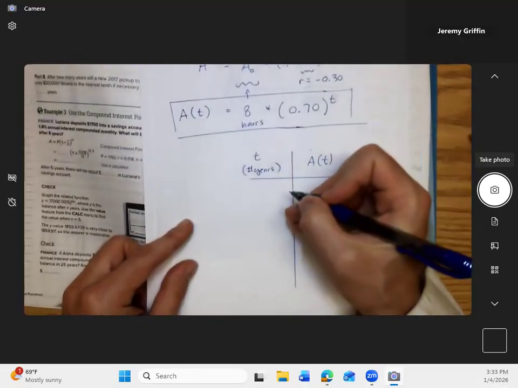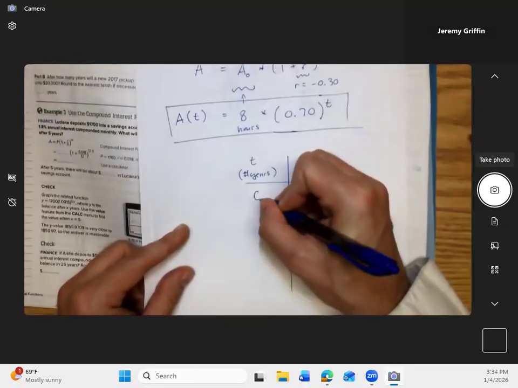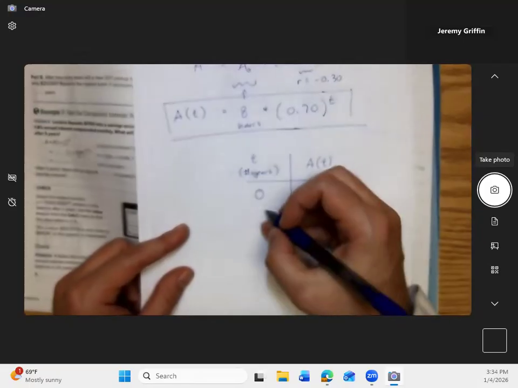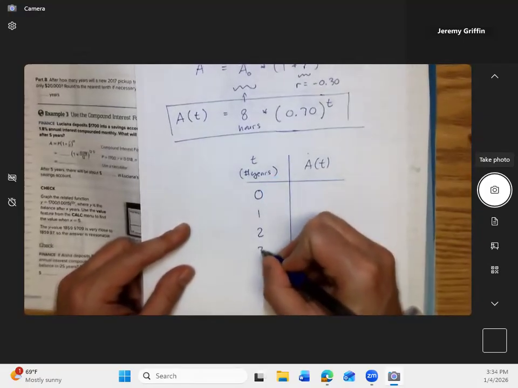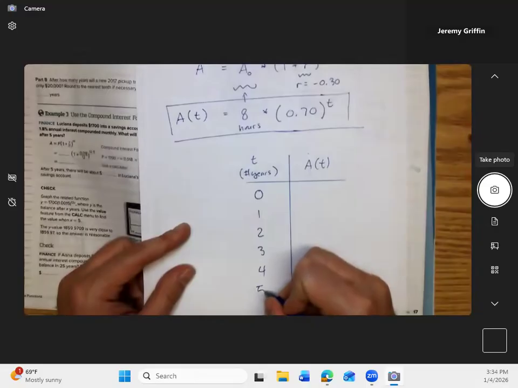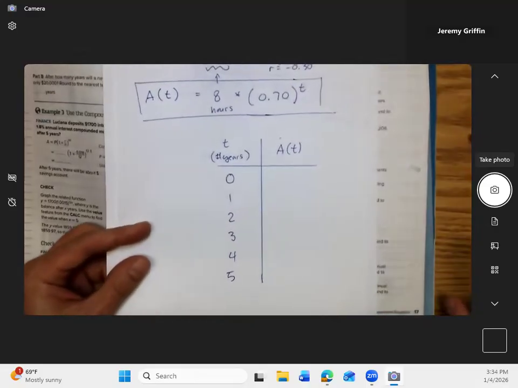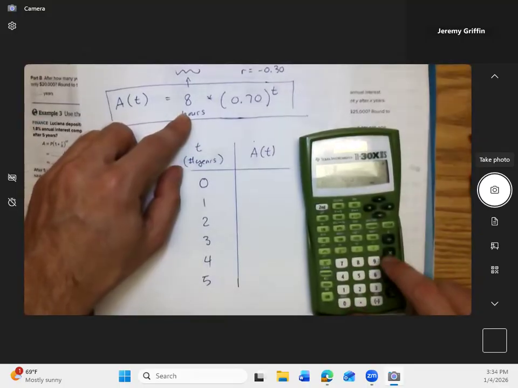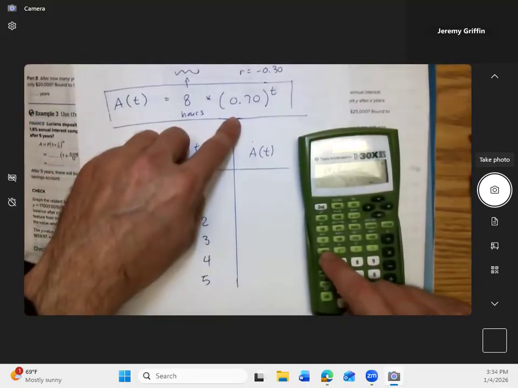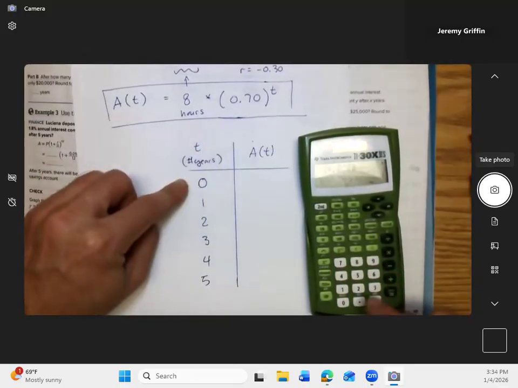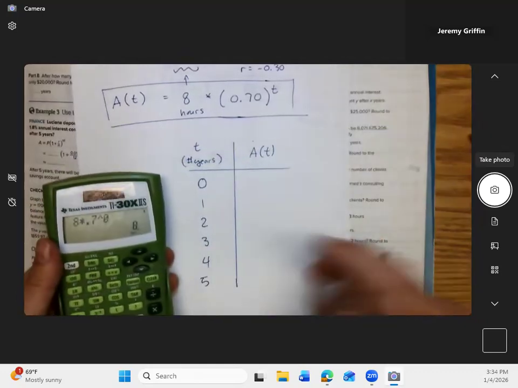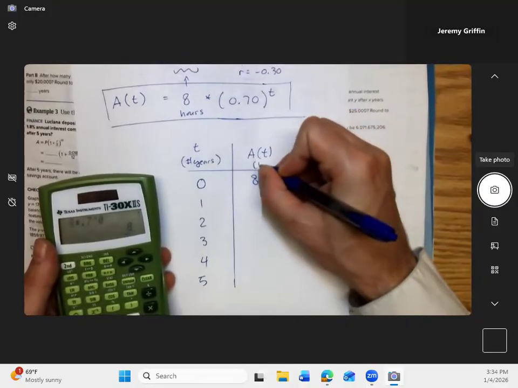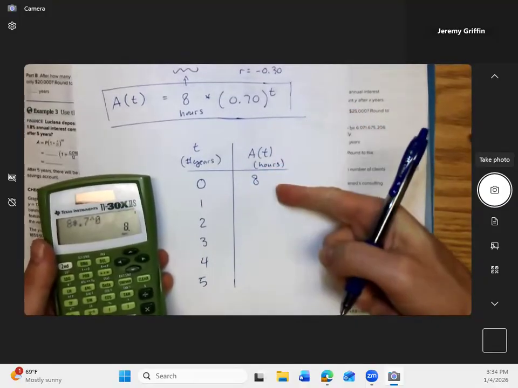Let's say you buy a brand new battery for your phone, so it's been around for 0 years. You pop it in, you charge it for the first time. And then 1 year later, 2 years later, three, we'll just go by whole numbers. I wonder how it's going to be doing after 5 years. Let's do that. Just take 8 times 0.7 to the power of 0. And oh, look at that. Fresh out of the pack, it will last 8 hours.